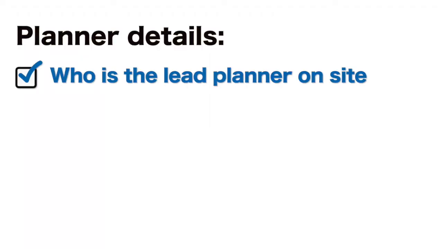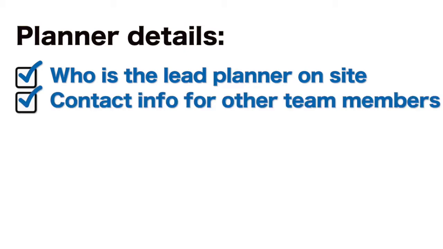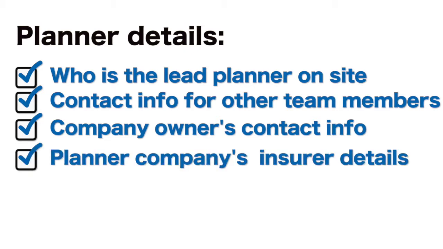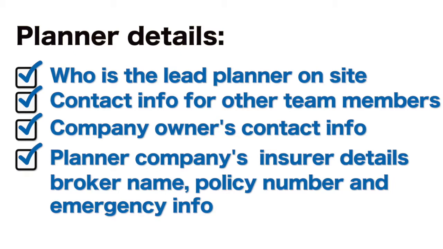Very similar information was then found in the information about the planner. So who was the lead planner on site, their name, their cell number, and their email. The names, cell numbers, and emails for any other team members that were on site for that particular event. The company owner's name, cell, and email. And the planner's company's insurance details: the broker's name, the insurer, policy number, and emergency info. So those were the first 2, the client details and the planner's details.